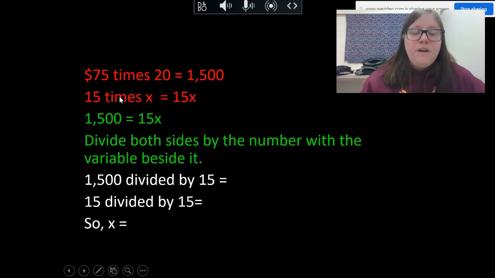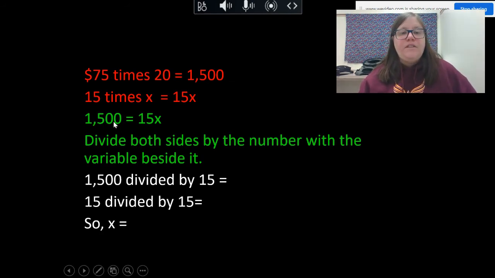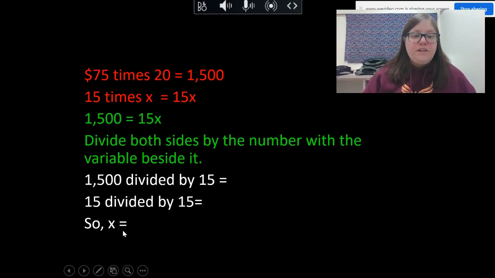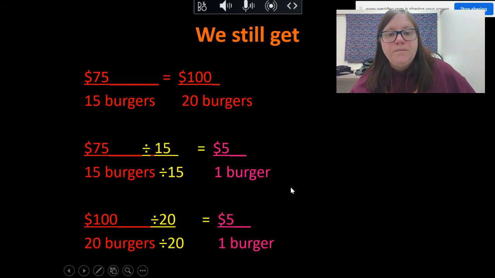So now we have 1,500 equals 15X. That's what we did on the last slide. We need to get that X by itself to figure out how much it is. So you divide both sides by the number with the variable beside it. A variable is this unknown number. So we're taking 1,500 divided by 15. And so you're just thinking of it, get rid of these zeros, do 15 divided by 15, you get 1. Add those 2 zeros back. That's where the X equals 100 comes from.